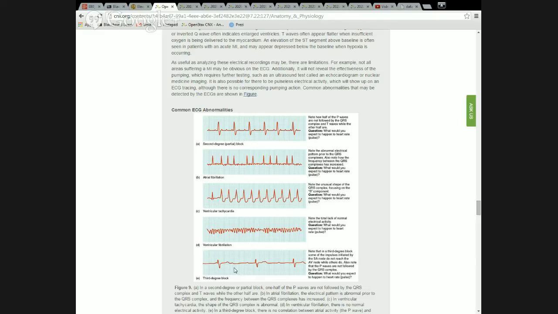The SA node is active technically in this picture, but it's not doing anything. The QRS complexes are firing off because the AV node can take over when the SA node isn't working properly. The problem is that the QRS complexes that we see here now are spaced quite far apart, saying that we've got a fairly slow heart rate.